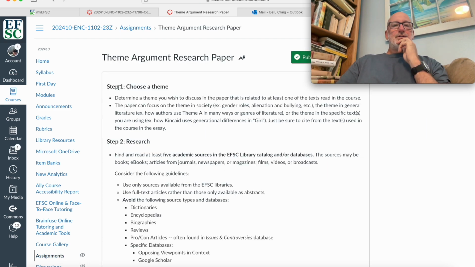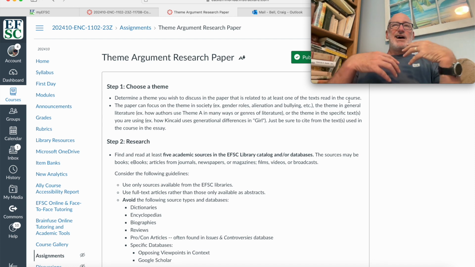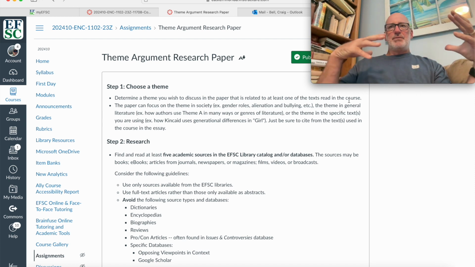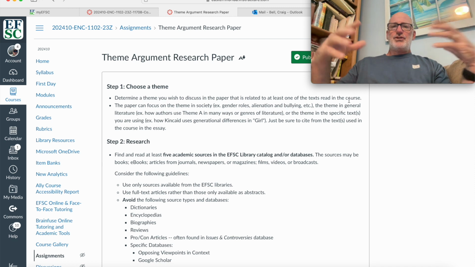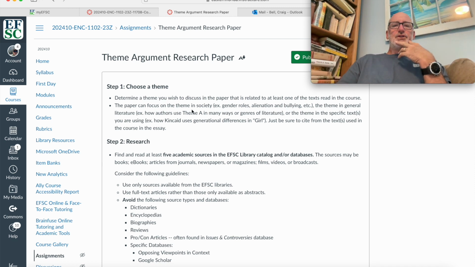Step 1, choose a theme. Determine a theme you wish to discuss in a paper that is related to at least one of the texts read in the course. I say one text, but I would absolutely have something that permeates a couple of texts so you can bring them into your research too. The paper can focus on the theme, society, gender roles, alienation, bullying, etc. The theme in general literature, how authors use theme A in many ways, or the theme could be specific to a text.